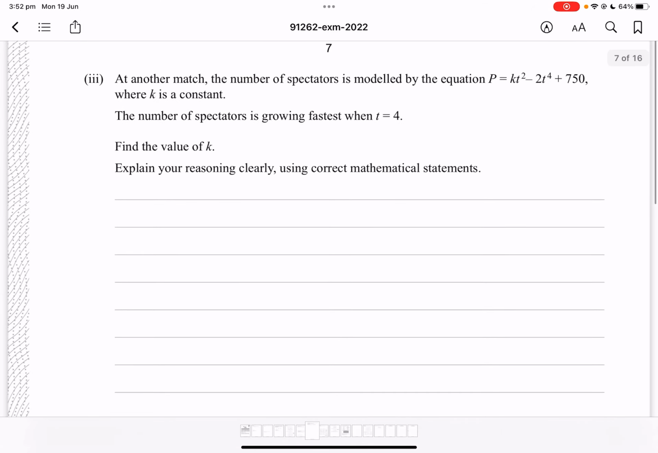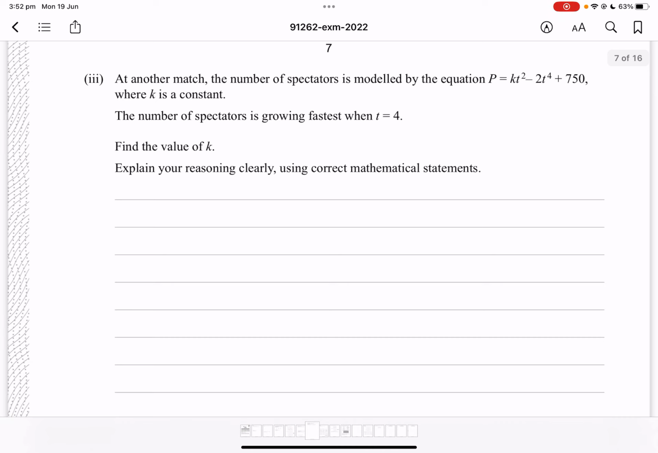And for question part I, at another match, the number of spectators is modeled by the equation p equals kt squared minus 2 times t to the power 4 plus 750. The number of spectators is growing fastest when t equals 4. So find the value of k.